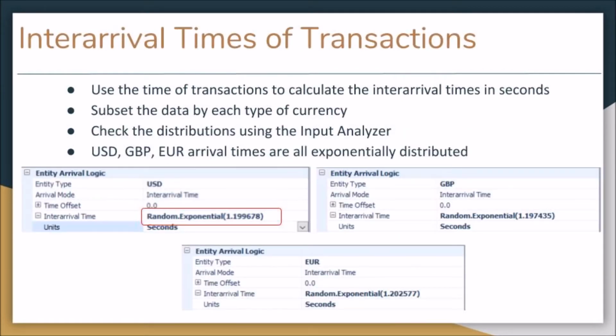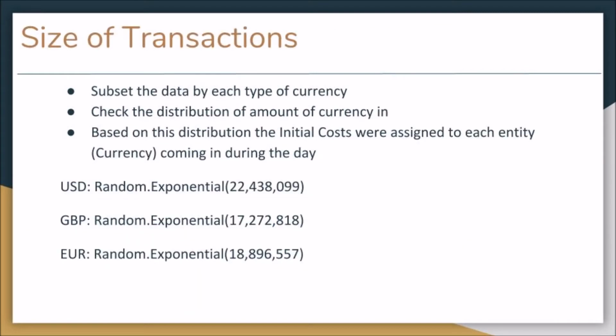Each subset of arrival times was put into the input analyzer to find the best fit distribution. All of them were exponentially distributed, so we took the means of each of these subsets. Here you can see examples of how the inter-arrival times were entered for each entity or currency. After the data was subsetted by each type of currency, the amount of currency in was put into the input analyzer. All of the amounts of currency in were exponentially distributed, so the means were taken. These values were assigned as the initial costs associated with each type of currency coming in.